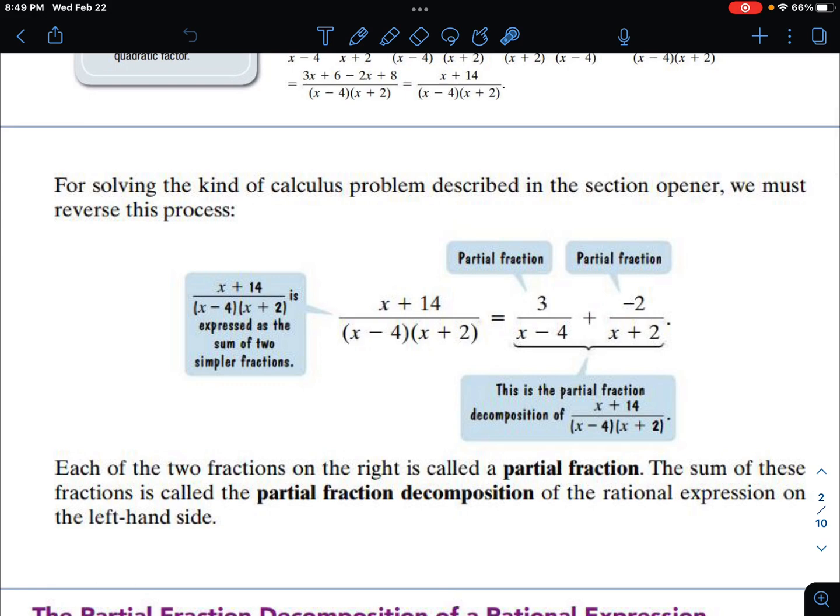If you look at this, this entire thing is called partial fraction decomposition. We're taking this entire fraction and we're decomposing it into two different partial fractions. We have one here, and this is called the partial fraction decomposition of this function here.